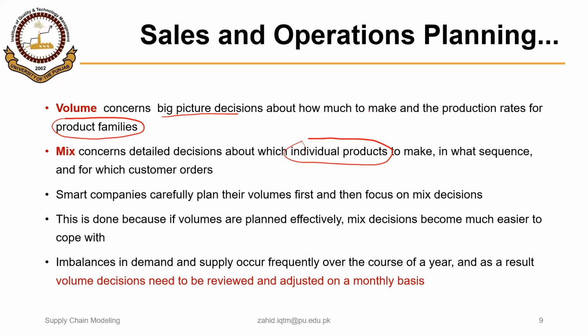Smart companies carefully plan their volumes first, then focus on mix decisions. So that is important, that you should plan volumes first and then move to mix decisions. This is done because if volumes are planned effectively, mix decisions become much easier to cope with. Imbalances in demand and supply occur frequently over the course of a year, and as a result, volume decisions need to be reviewed and adjusted on a monthly basis. So this is something that we will see once we discuss the S&OP process, but that is the main idea of S&OP, that on a monthly basis, you review the performance of the organization and see to what extent you have executed the plan, what were the anomalies that you want to take care of in future.